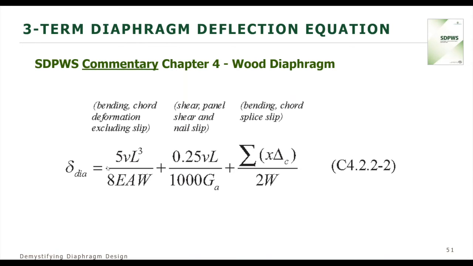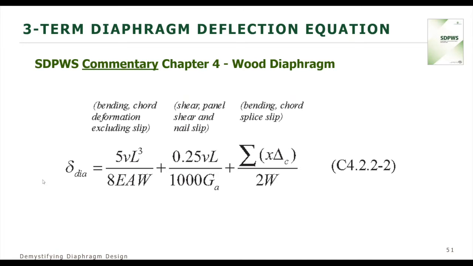Now, looking at the first term, we see 5/8 times V L cubed over EAW. V is the induced unit shear of the diaphragm. L is the length, and EA represents the properties of the chords. In our case, we're going to assume that the top plates of the diaphragm act as our chords. And E is the modulus of elasticity of the diaphragm chord, and A is the cross-sectional area of the chord. And the W is simply the diaphragm width. Now, the 5/8 constant incorporates background derivations that cancel out the units of feet in the first term of the equation.